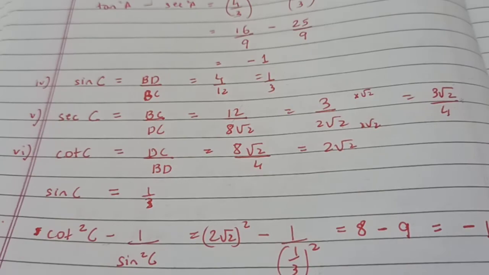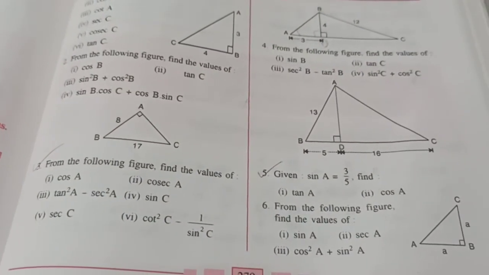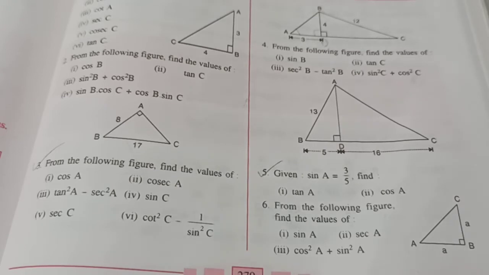Now the fifth sum. Given sin A is equal to 3 upon 5, find tan A and cos A.